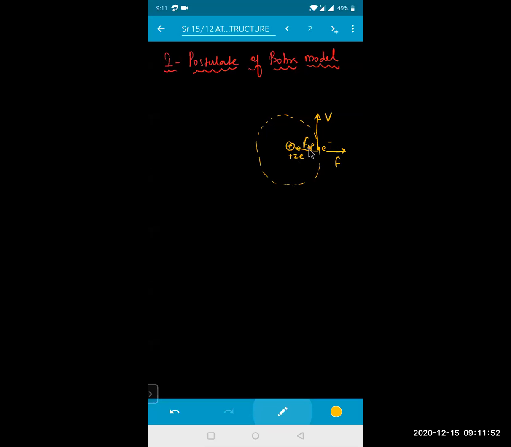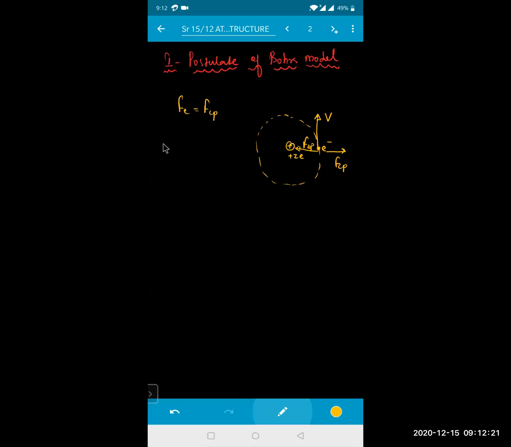So this one was your electrostatic force, and this one was your centripetal force. When the electron was revolving in the circular orbit, the electrostatic force was equal to the centripetal force. So I can write here: F electrostatic is equal to F centripetal. You already know how to write the electrostatic force between these two charged particles.